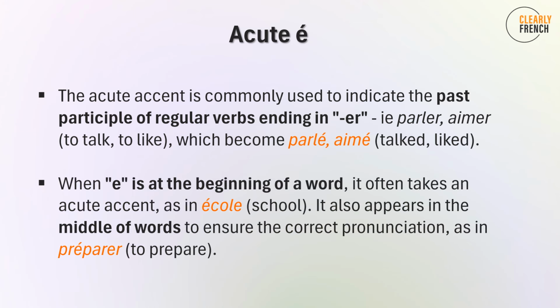It is also used to clarify meaning and avoid confusion between homophones, just like the acute. For instance, on the preposition à, to distinguish it from the verb a, which is has. Similarly, it appears on où, which is where, to differentiate it from ou, which is or.